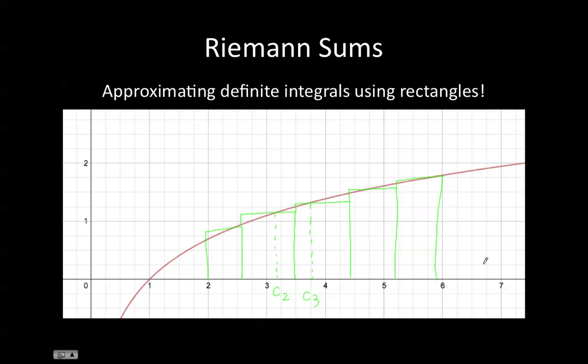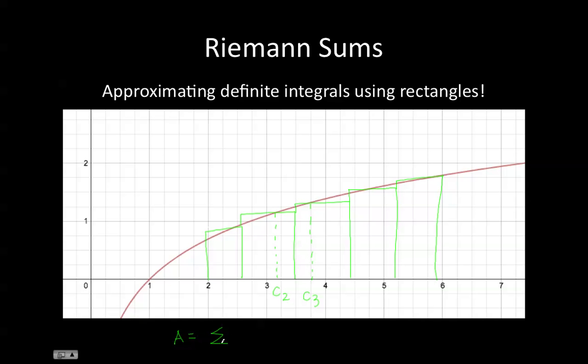So our goal in the definite integral is to find the area underneath this curve. So how would we use our rectangles to approximate this area? Well, pretty much what we're doing is taking a sum of the area of each of these rectangles.